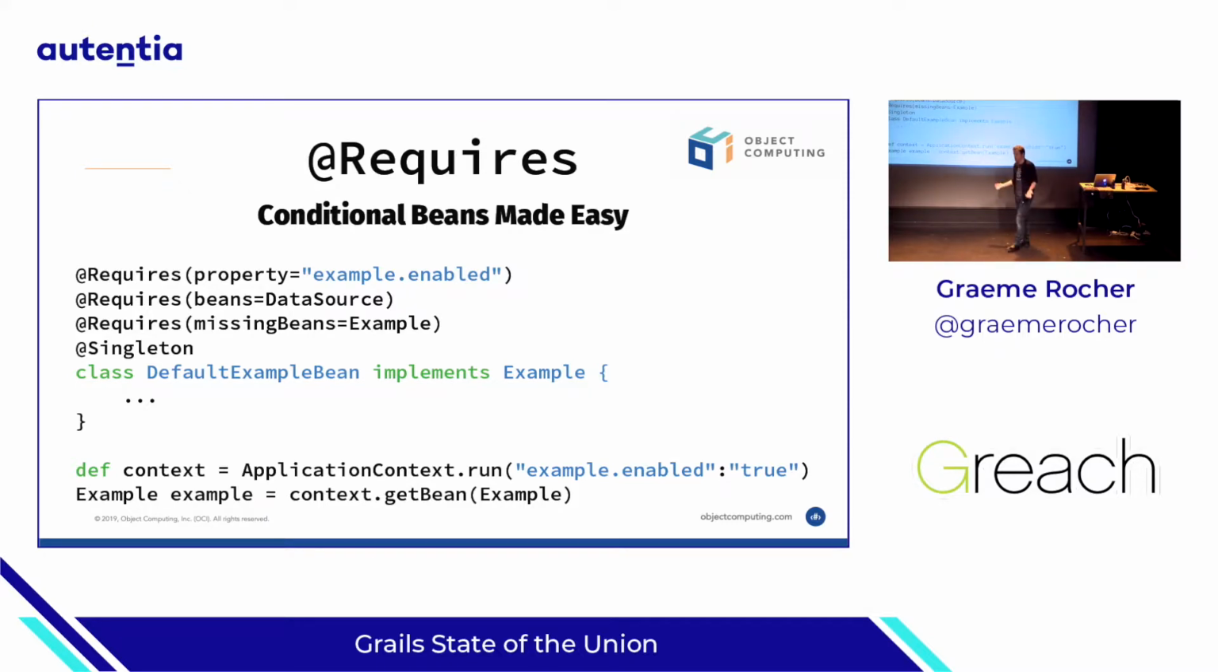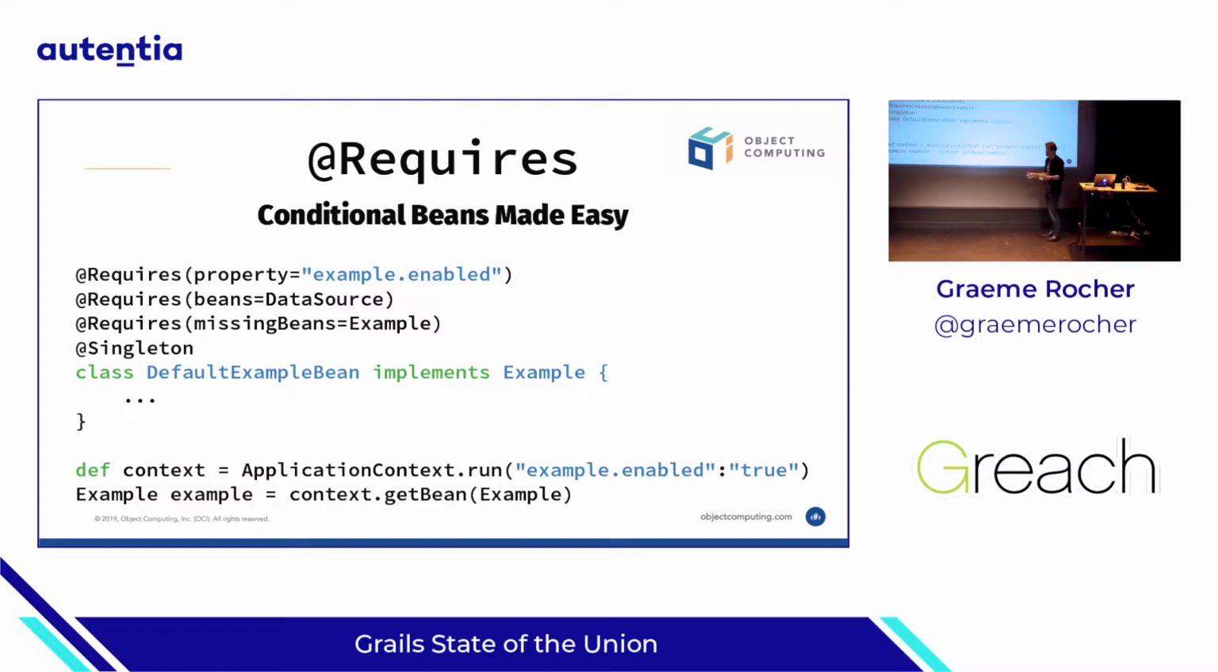And then for conditional logic, you can define it with @Requires. It's a repeatable annotation that you can repeat multiple times, and it already supports a whole bunch of options. So you can say @Requires property, and this bean will only be loaded when example.enabled is set. You can say @Requires bean, and this bean will only be loaded if another bean of type DataSource is present. You can say @Requires missingBeans equals Example, and it will only be loaded if there's not another implementation of this bean. You can say @Requires condition equals some custom class, and do your own custom conditions.